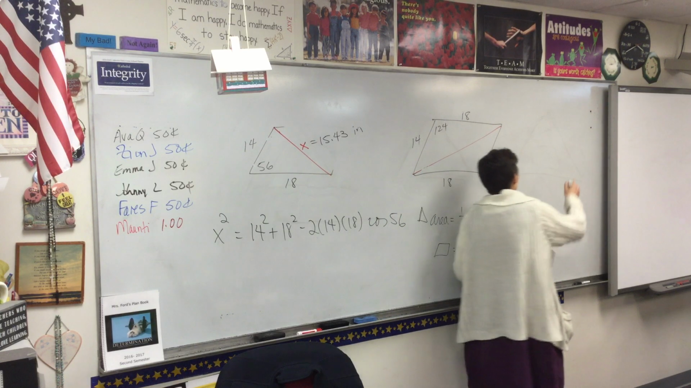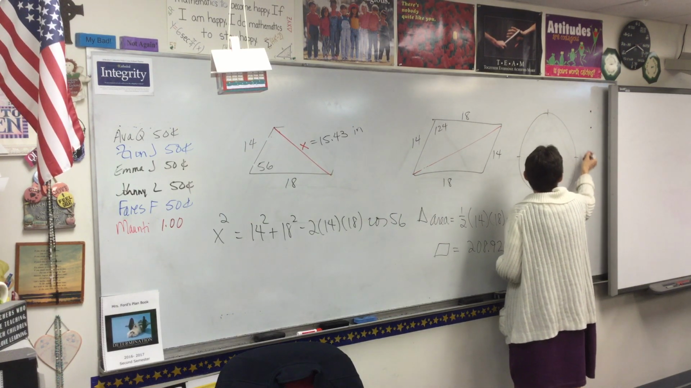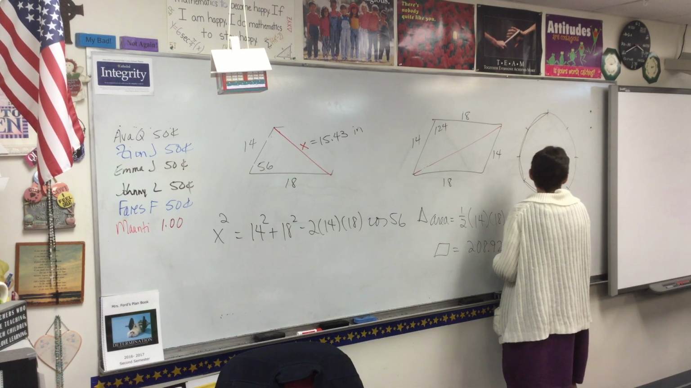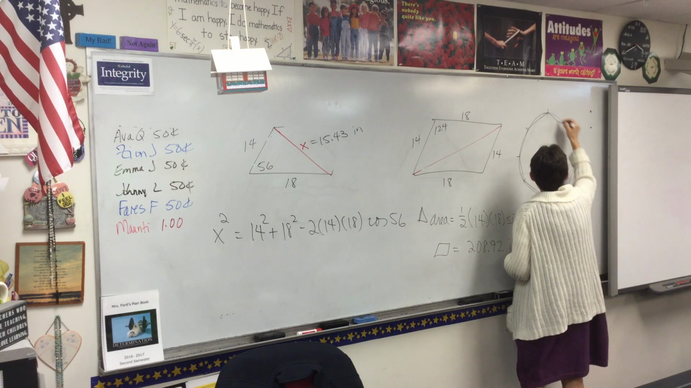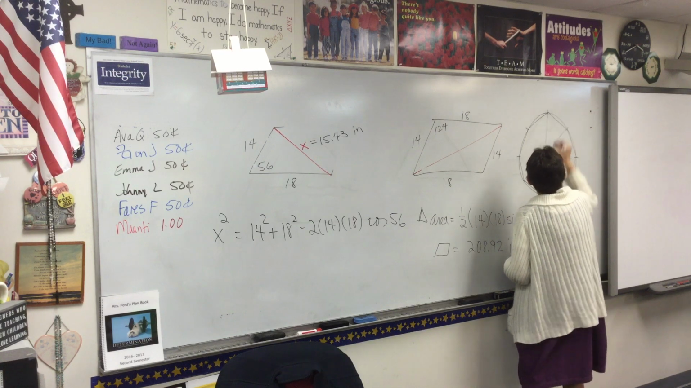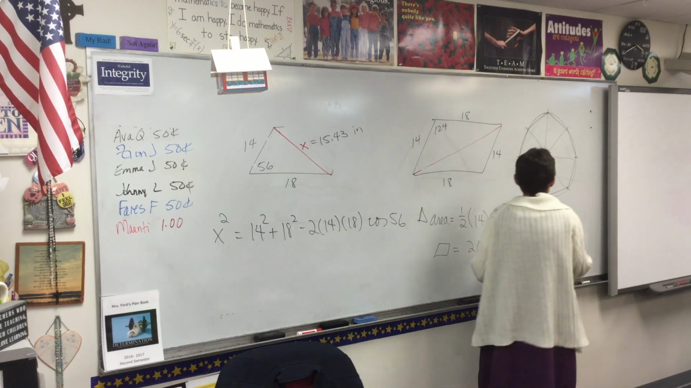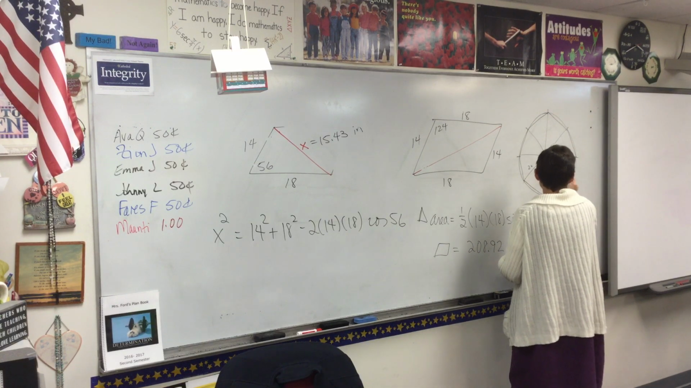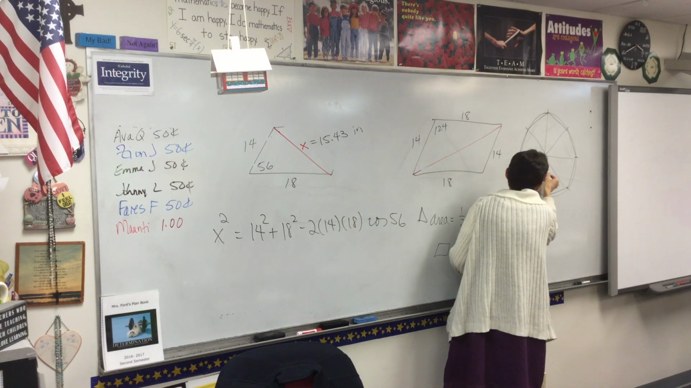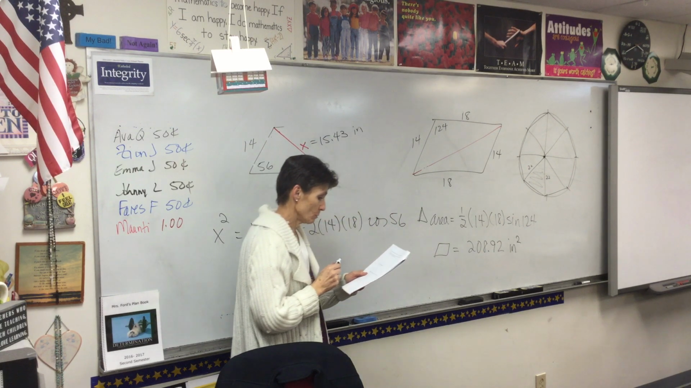Alright, now we got a regular octagon. What's octagon mean? 8. Here's our regular octagon, inscribed in a circle with a radius of 22. So all those are 22s. I'm gonna look at this triangle right here. Oh, whoa, whoa, wait a minute.